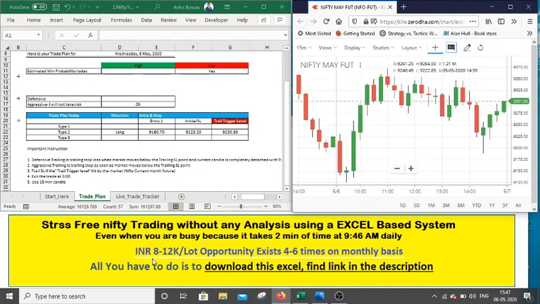I found this Excel sheet gives us 4 to 6 trades monthly with a good risk reward ratio. I highly recommend you try this for trading Nifty in a better way.